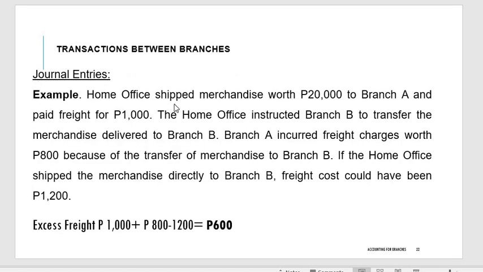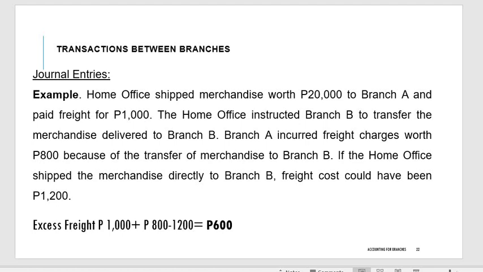Okay, so let's have an example. The home office shipped merchandise 20,000 to branch A and paid freight for 1,000. Now, the home office instructed branch A to transfer merchandise delivered to branch B. Branch A incurred freight charges worth 800 because of the transfer of merchandise to branch B. So if the home office shipped the merchandise directly to branch B, the freight cost could have been 1,200.